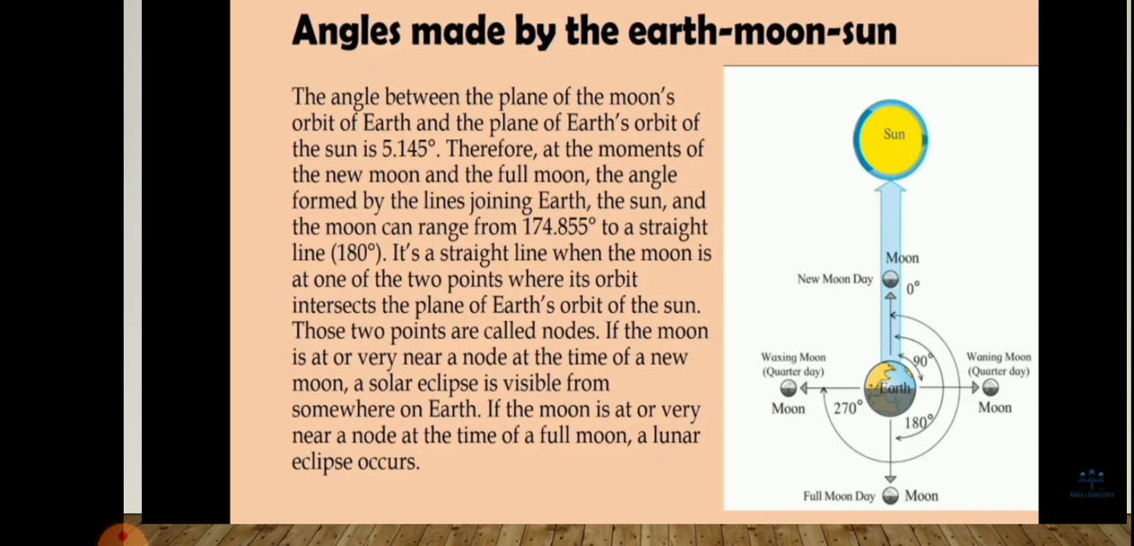It's a straight line when the moon is at one of the 2 points where its orbit intersects the plane of Earth's orbit around the sun. Those 2 points are called nodes. If the moon is at or very near a node at the time of a new moon, a solar eclipse is visible from somewhere on Earth. If the moon is at or very near a node at the time of a full moon, a lunar eclipse occurs.